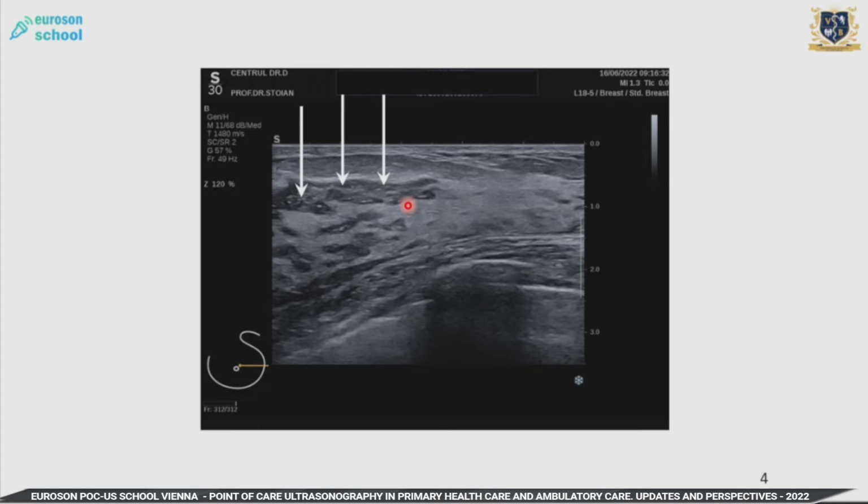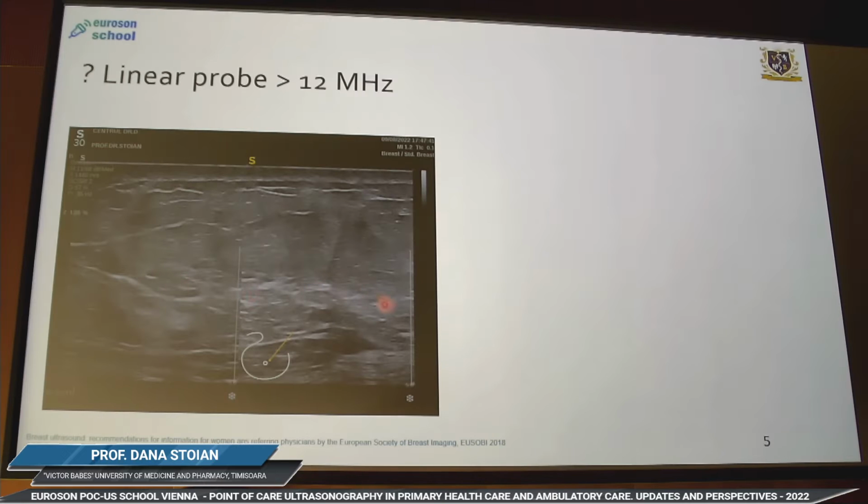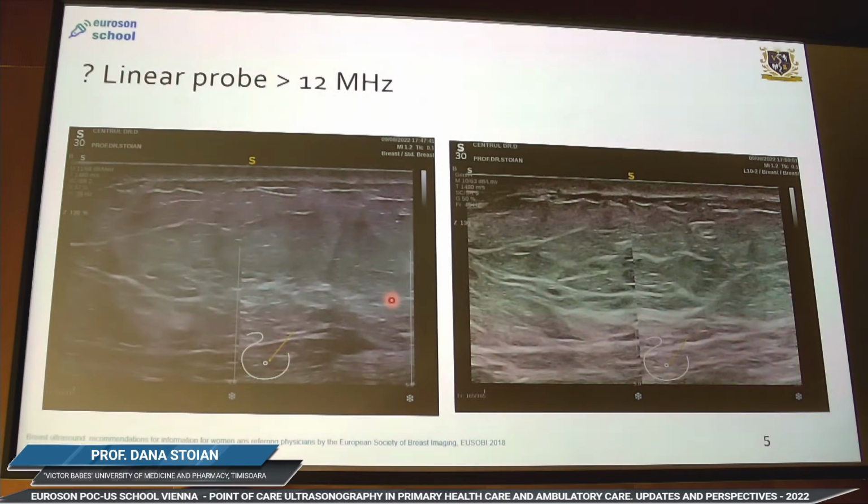So we need linear probes. The higher the frequency, the better. It has to be 10 to 15 megahertz, and I had some examples. So this is the side by side. It's an adipose postmenopausal breast. You see all the lines, tissues of cutaneous fat, Cooper ligaments. This is the remnant of the lobar structure, and this is a 10 megahertz probe. And you will say, it's good enough. Yes, if you have no details.